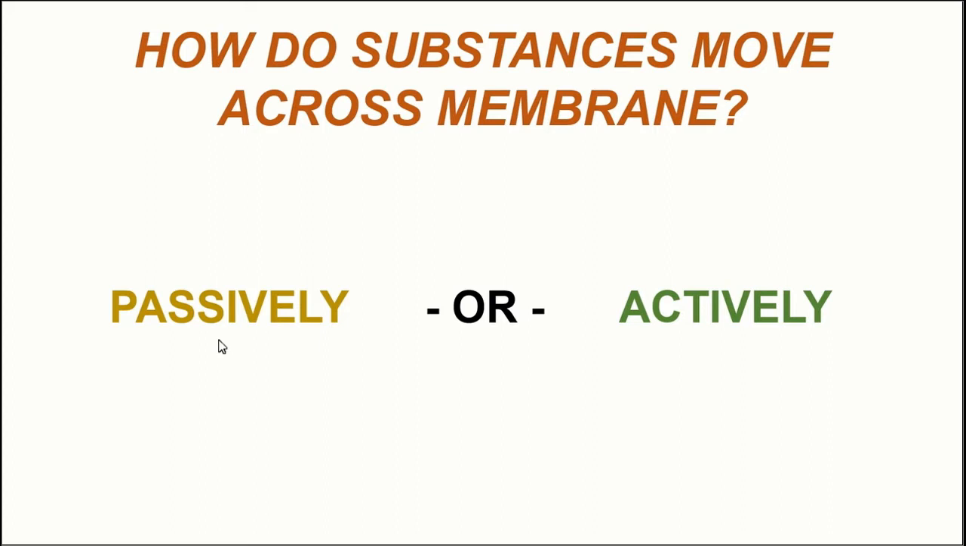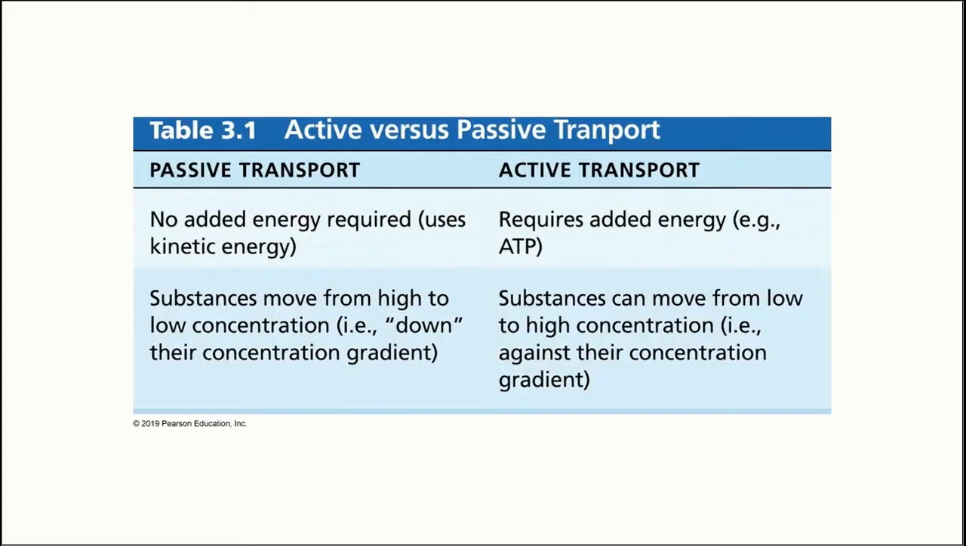Passive transport implies that substances can cross the membrane without any energy input from the cell, while active transport typically requires that the cell invests cellular energy, which is usually ATP, in order to move substances across the membrane. So let's briefly compare these two, and then we can unpack some of these terms later on.